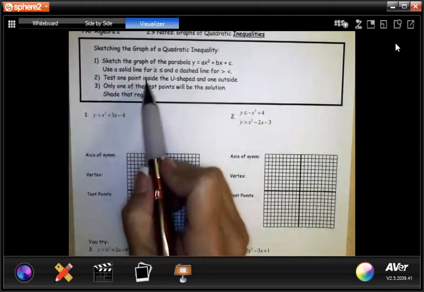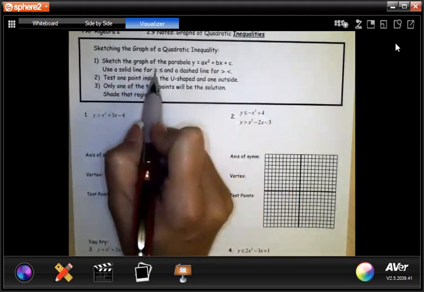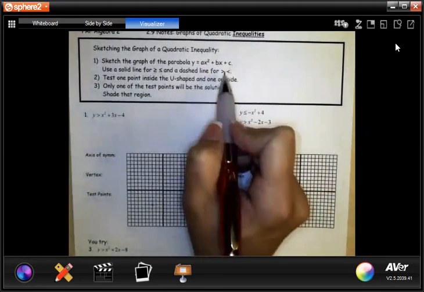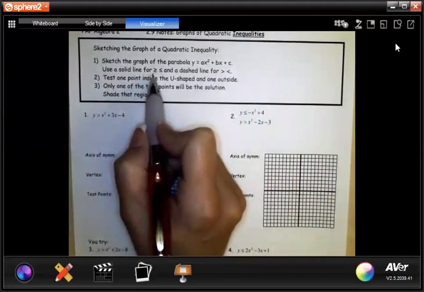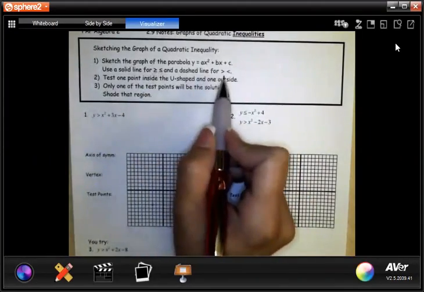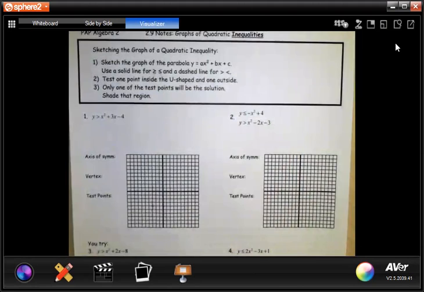What changes is whether it's going to be a solid line or a dashed line. It will be solid if there is an equal sign on your inequality signs. It is dashed if there is no equal sign. So equal sign, make it a solid line on the parabola. No equal sign, we make it a dashed line. Then we're going to test a point inside of the U shape and one outside. And that test point is going to tell you where you need to shade.